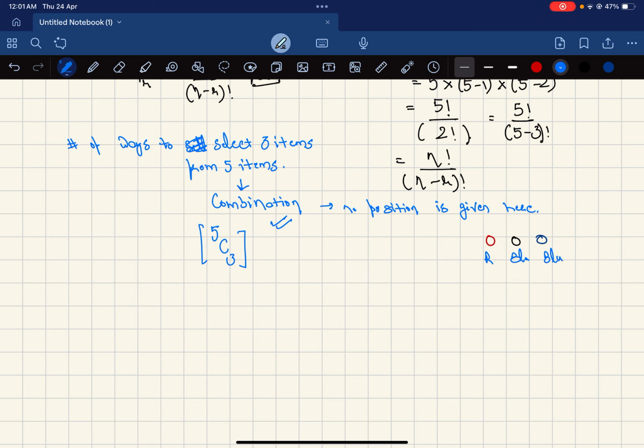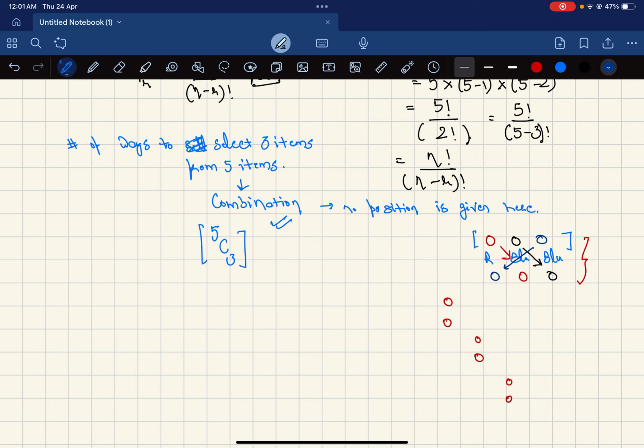Now we can also arrange these 3 balls like this. That is, we shifted the black ball to the right, and we shifted the blue ball to the leftmost point, and we shifted the red ball by 1 place towards its right. So now let us say we want to find the total number of ways in which these 3 balls could be arranged. So let us try to count here.